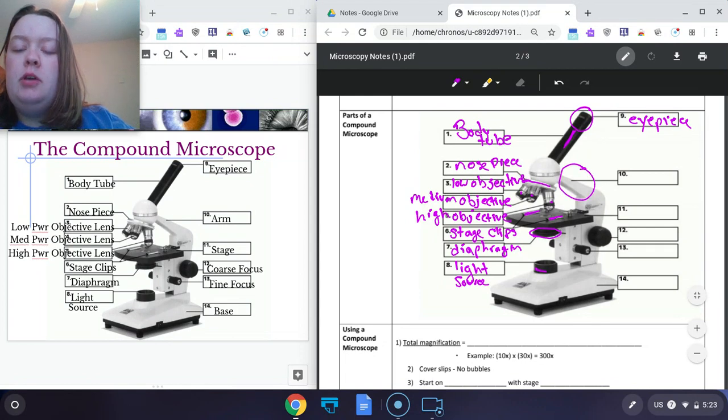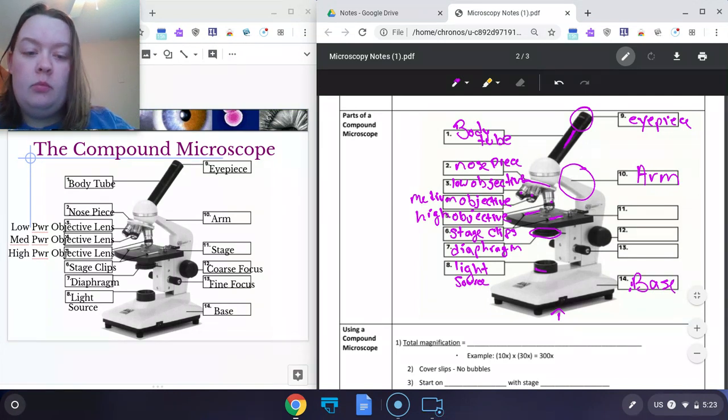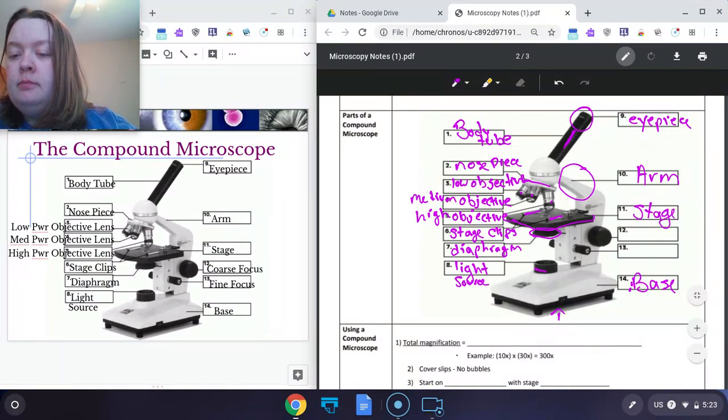Number 10, when you carry the microscope, you're going to hold the arm with one hand and support the other hand here at the base. Number 11 is this whole square here. That is the stage. The last 2 are our 2 knobs, and these are going to be what makes our specimen come into focus.